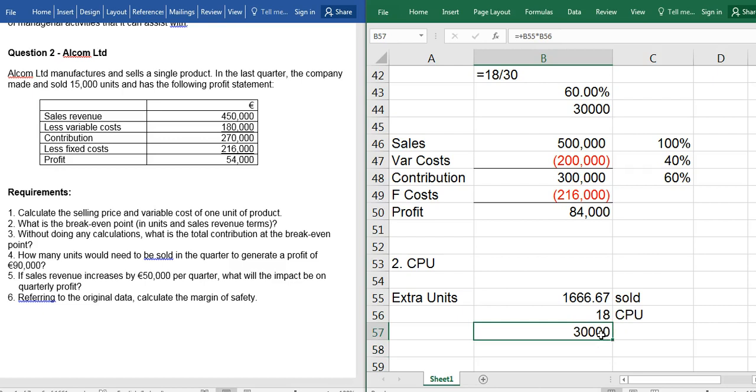So if we sell an extra 1,666 units at €18 a unit, that gets us extra profit of 30. So either way would have got you to the same answer there. It's just a matter of which one you would have seen. Both would have gained full credit. If you increase your revenue by 50, that means 30,000 will fall to contribution, and it'll still fall to profit as well, because your fixed costs don't change, so it falls directly to the bottom line.